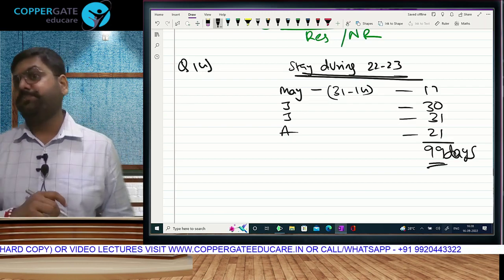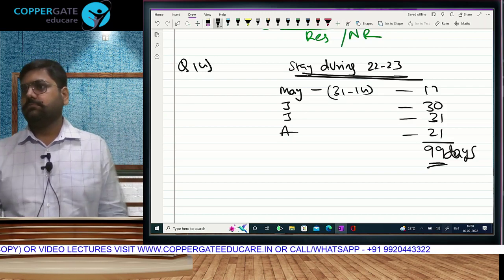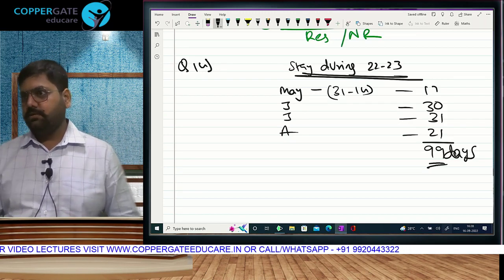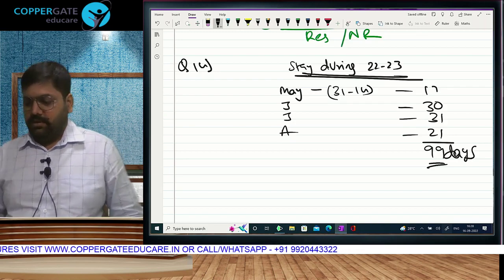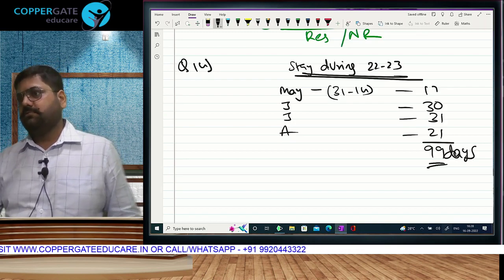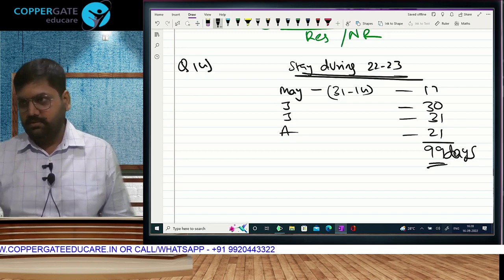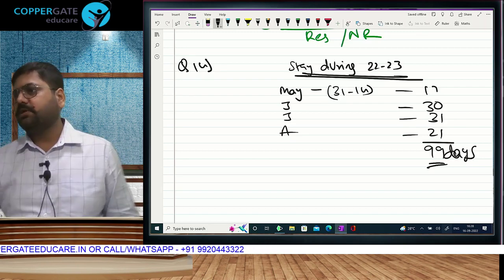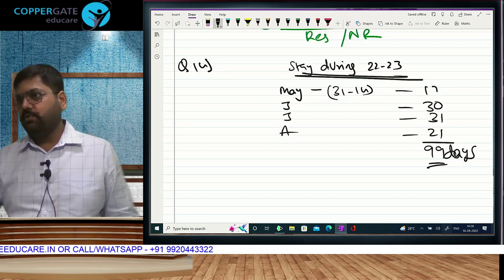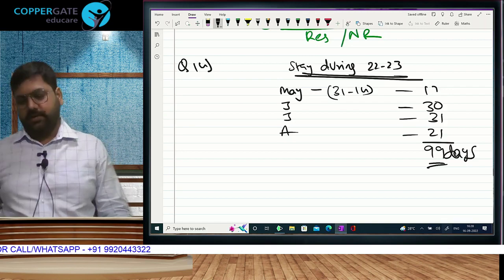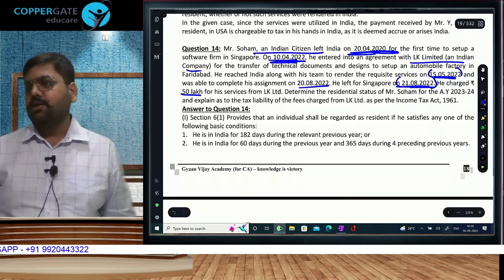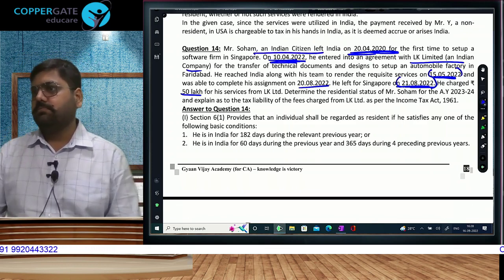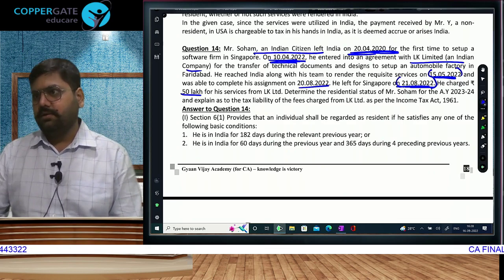99 days. Had this been 182, then resident, and then 50 lakh is taxable. Then wherever you want it is taxable. If this was 59, non-resident. Correct? But this is between 60 to 181. Then what do we do? Why is it not applicable? Because he has gone, left India for the purpose of a job. Correct or not? Yes.